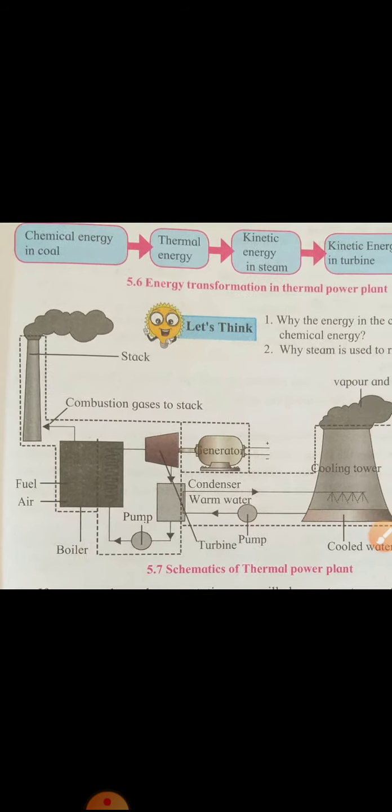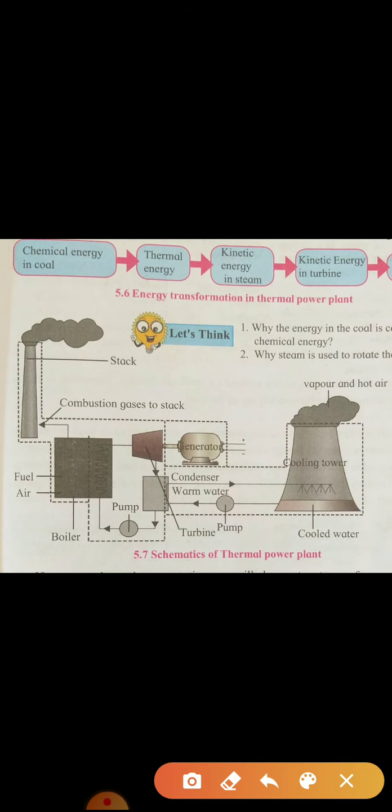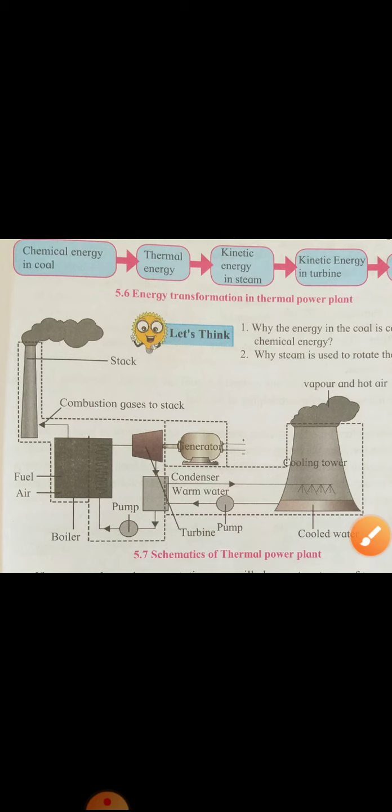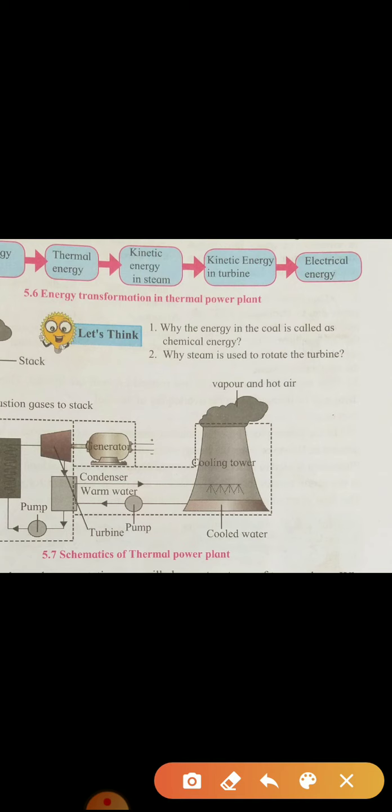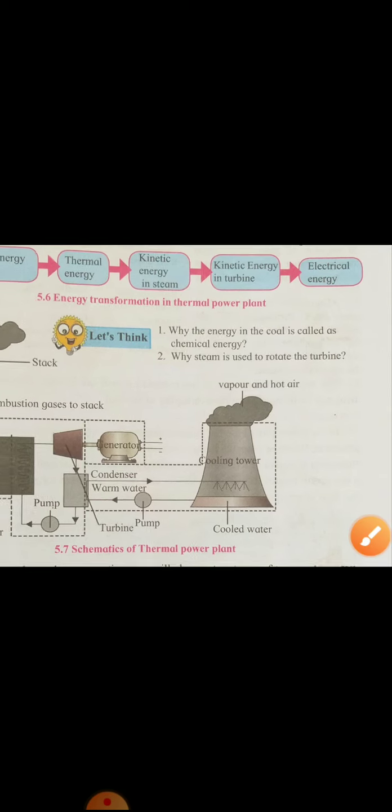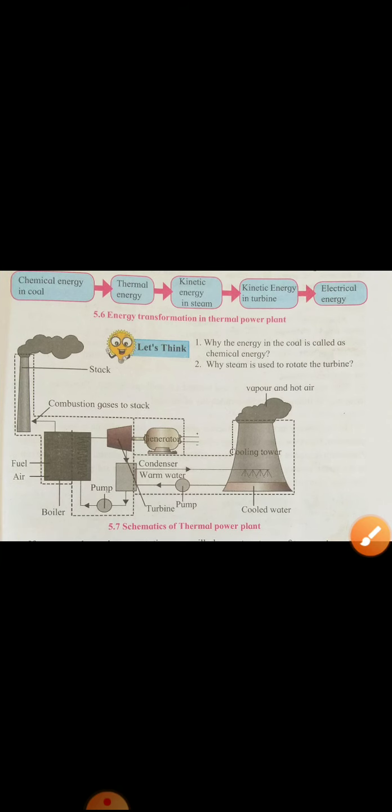So you will see the flow chart here, how chemical energy is there in the coal. When coal is burned it produces heat energy, that is thermal energy. This steam that is produced has a kinetic energy. This steam falls with the pressure on the blades of the armature, it is converted into kinetic energy, and this kinetic energy is converted in the generator as electric energy. So this is the total method of electricity produced in a thermal power plant.